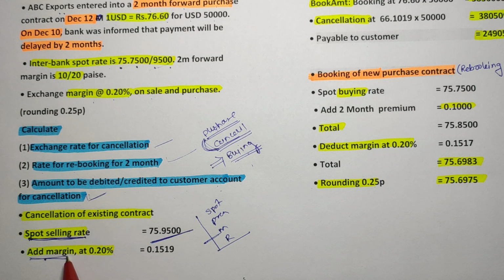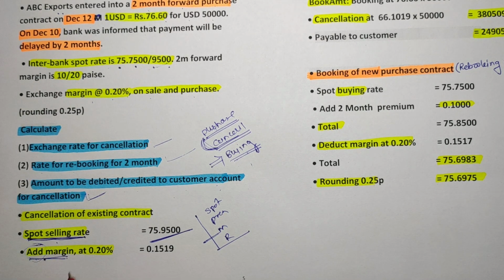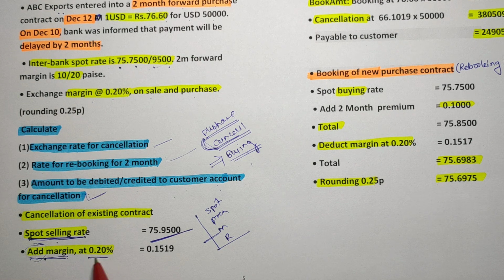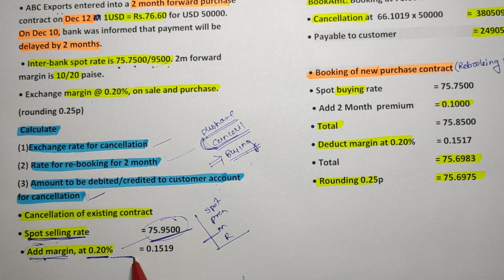Why? Because it is the selling rate, a selling case, and in a selling case our target is to sell high. That's why in a selling case we always add the margin. Okay, so what will be the value for the 0.20% of 75.95? When you calculate using the simple calculator, you will get 0.1519.